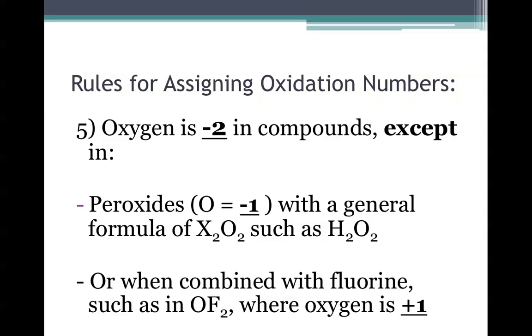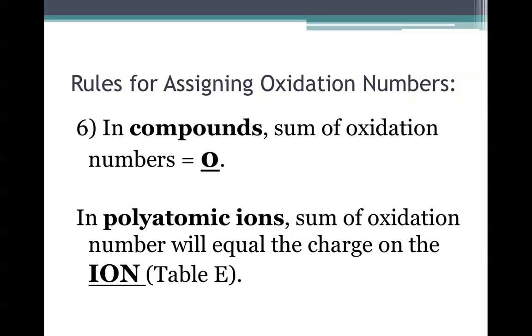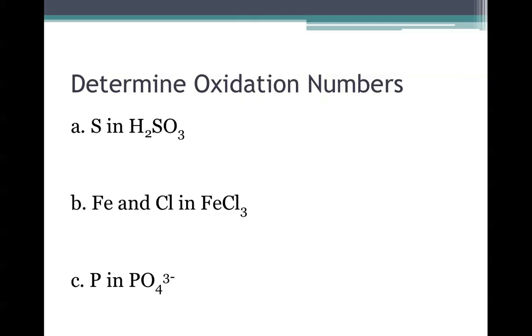Another exception for oxygen is when it is combined with fluorine. Because of fluorine's very high electronegativity, oxygen takes on a positive oxidation state, and this is where it's going to be +1. So in any oxygen fluoride compounds, oxygen is positive, but for most of the ones we're going to do, you can assign oxygen -2. And then in general, for compounds the sum of their oxidation numbers is always going to equal 0, and for any polyatomic ions, which you know from Table E, the sum of their oxidation numbers will always be equal to the charge on the ion. So we're going to be doing a lot of little math steps to make sure that these two rules are being covered throughout our examples.